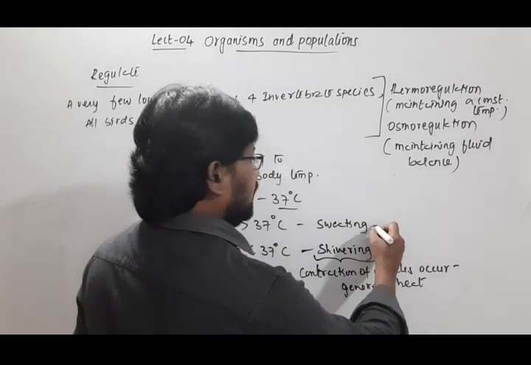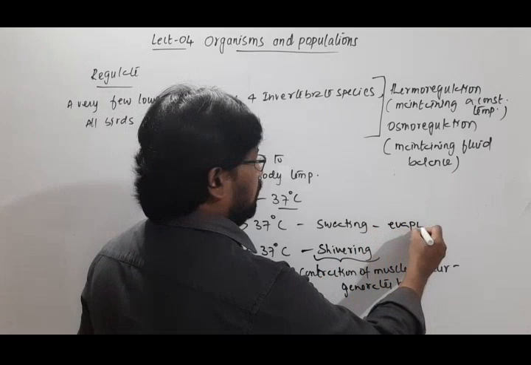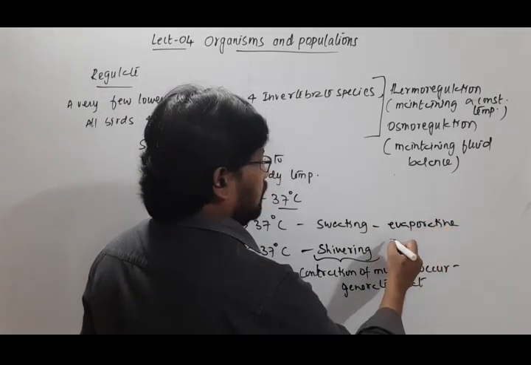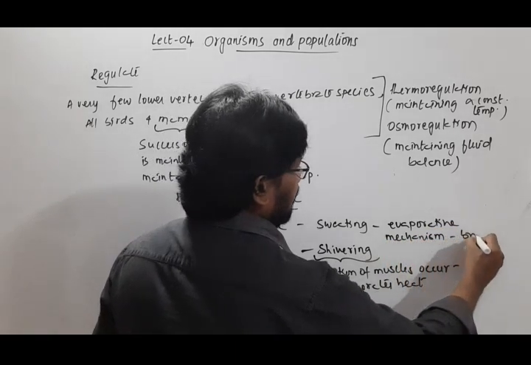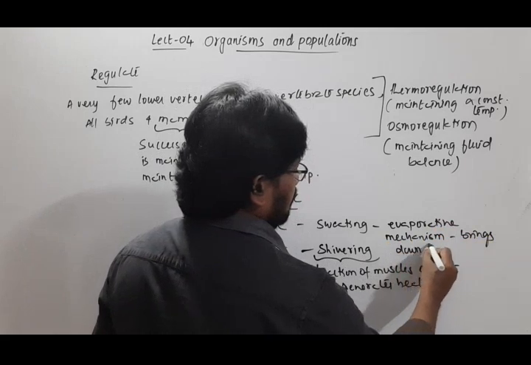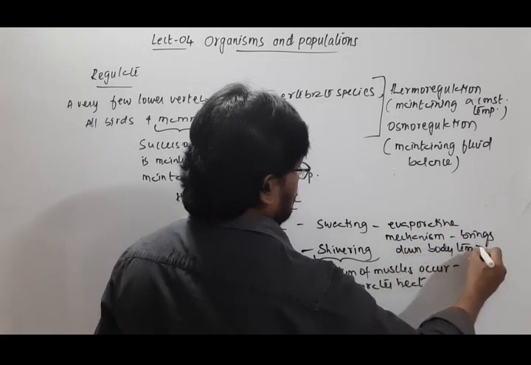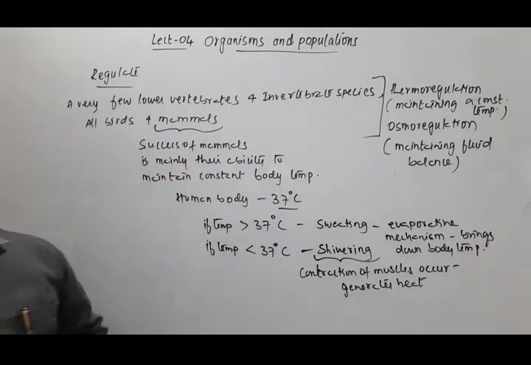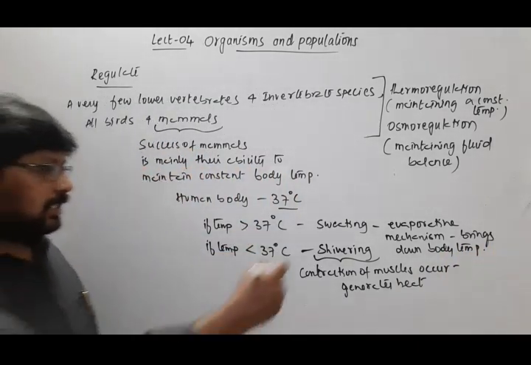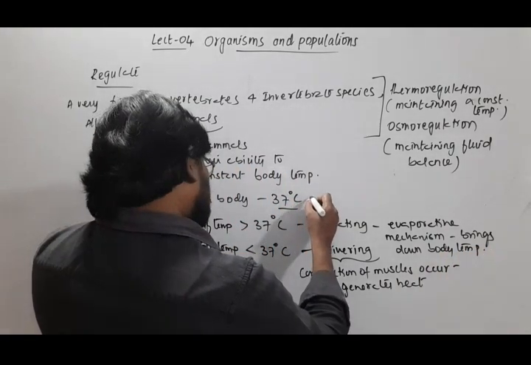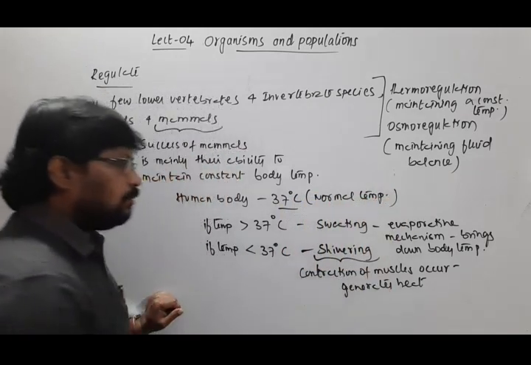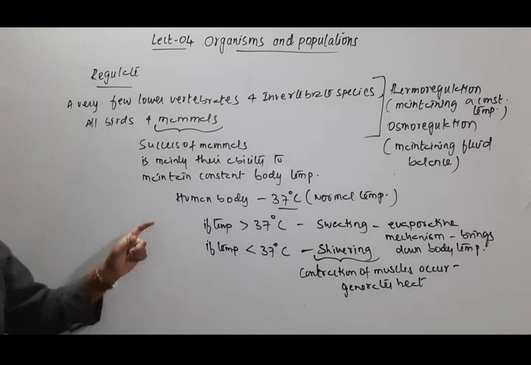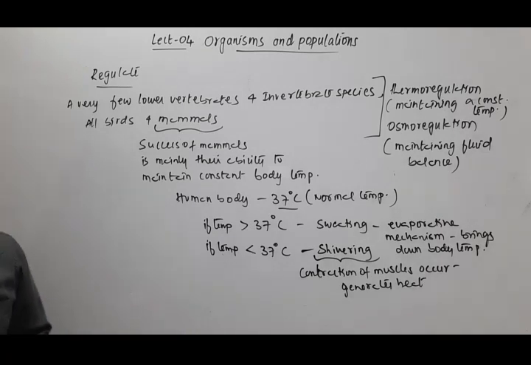So in case of sweating, I told you that the evaporative mechanism brings down the body temperature, that is, it brings it down to the normal temperature. So this 37 degrees Celsius is the normal body temperature. Okay, so this is how we maintain a constant body temperature, right?